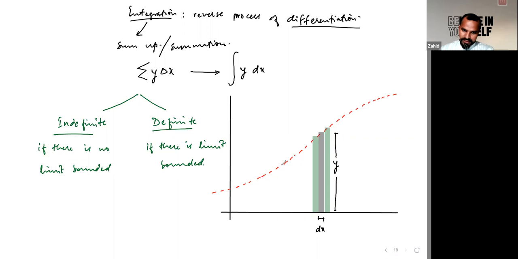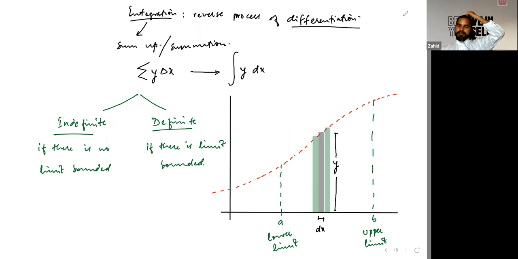like you have to calculate area starting from this A till this B. So this term is called lower limit, and this term is called upper limit. Is it clear till this part?